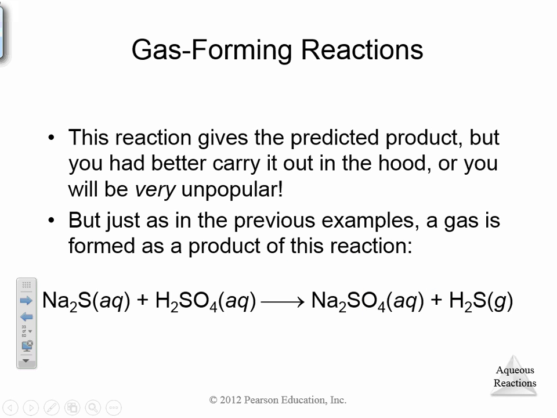Here's another example of a gas-forming compound, except this time we're forming H2S as our gas. You could play this off as a double replacement reaction here. You have Na combining with SO4, and you have H combining with S. H and S, when they combine, form a gas naturally.